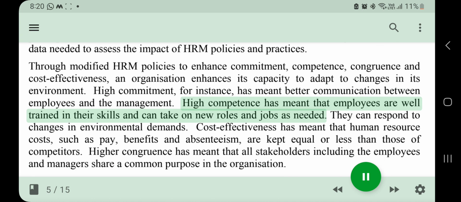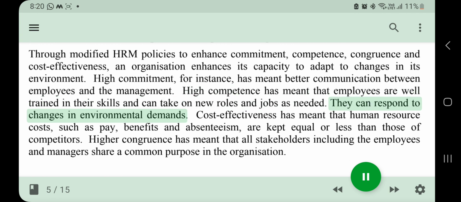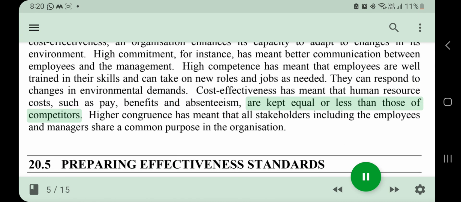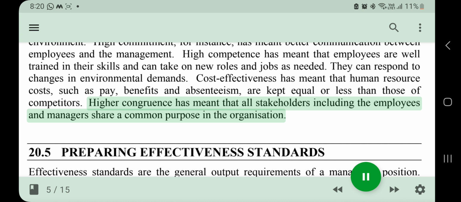High competence has meant that employees are well trained in their skills and can take on new roles and jobs as needed. They can respond to changes in environmental demands. Cost effectiveness has meant that human resource costs, such as pay, benefits and absenteeism, are kept equal or less than those of competitors. Higher congruence has meant that all stakeholders, including the employees and managers, share a common purpose in the organization.